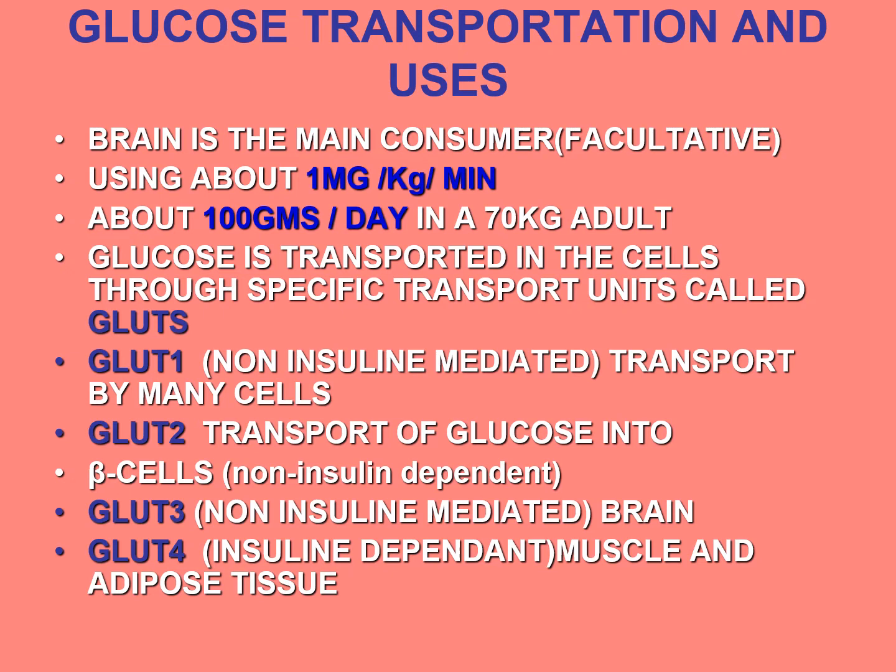Glucose transport unit type 1 mediates most of the non-insulin mediated transport by many cells. For example, the cells of the cornea and others depend upon this. The transport of glucose into the beta cells is through glucose transport unit 2. This is again non-insulin dependent. Similarly, glucose transport unit 3 is also non-insulin mediated, and this is in the brain. And glucose transport unit type 4 is insulin dependent, which is mainly in the muscles and the adipose tissue.